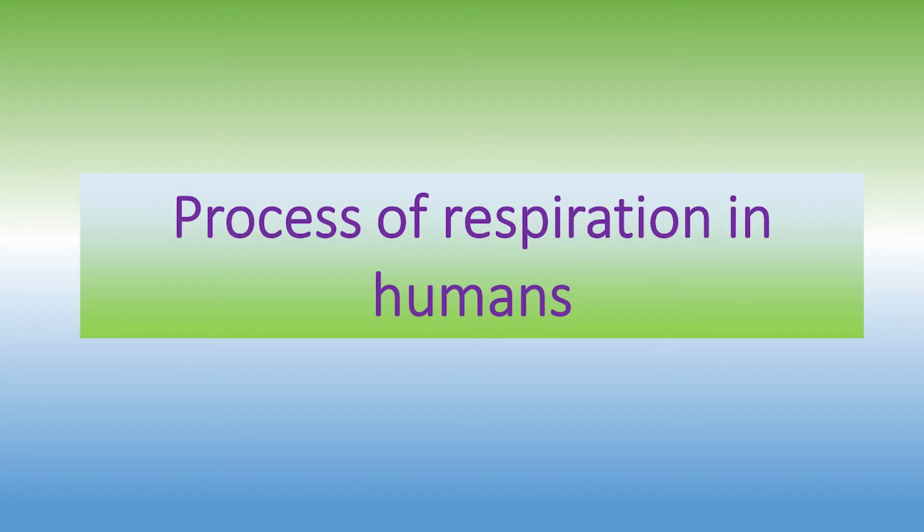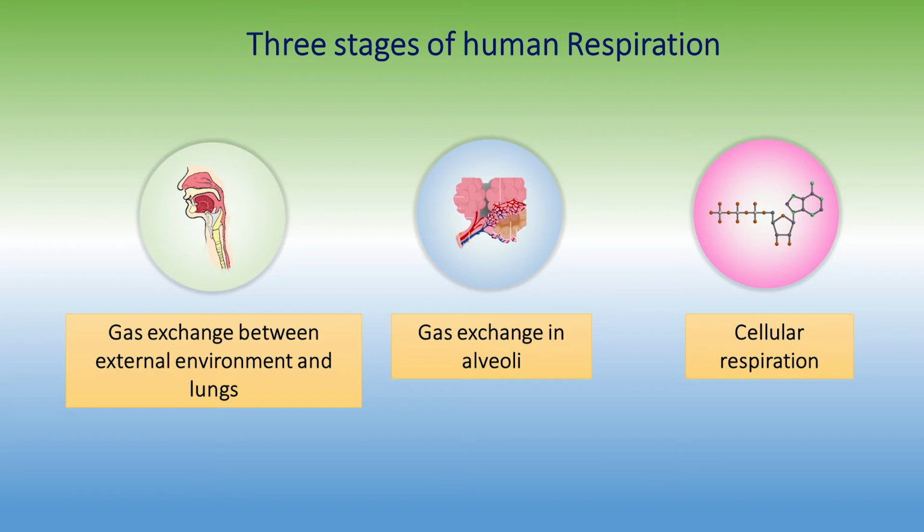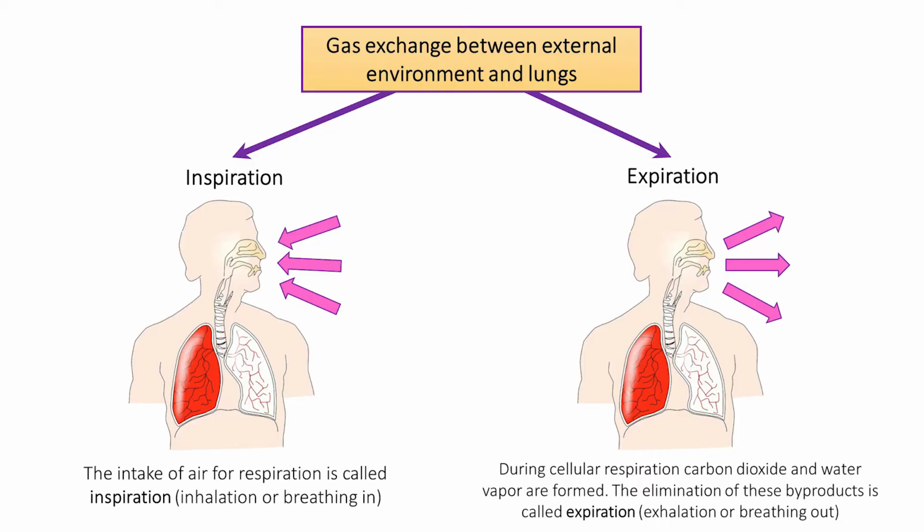Let's focus on the process of respiration in human beings. There are 3 stages of human respiration. The first one is the gas exchange between the external environment and the lungs. The second stage is the gas exchange in the alveoli. And the final stage is the cellular respiration. That takes place inside the cells. In this video, we are going to discuss only the first 2, and for cellular respiration, we will come again with another video.